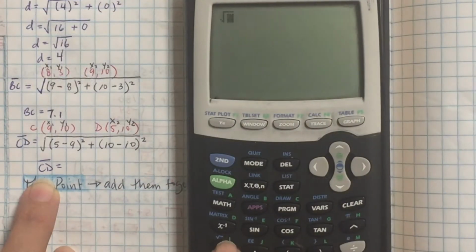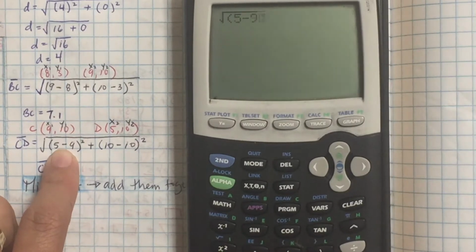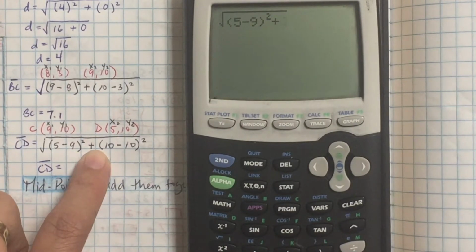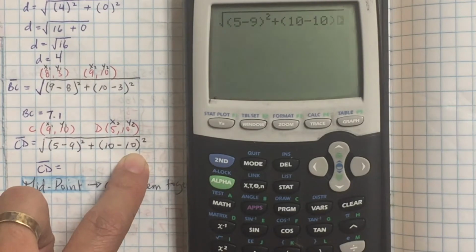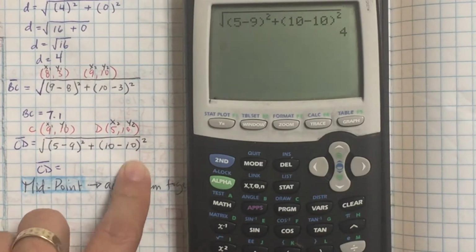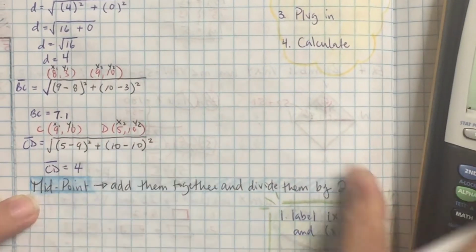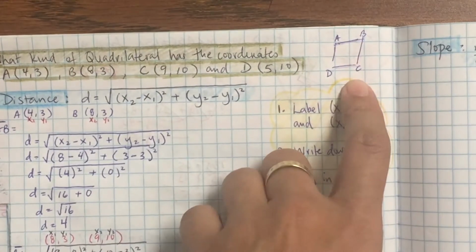Take a calculator, copy it down exactly how it is. So 5 minus 9 squared, plus parentheses, 10 minus 10, close parentheses, squared. That's going to be 4. So always make sure what's on your calculator is what's on your paper.